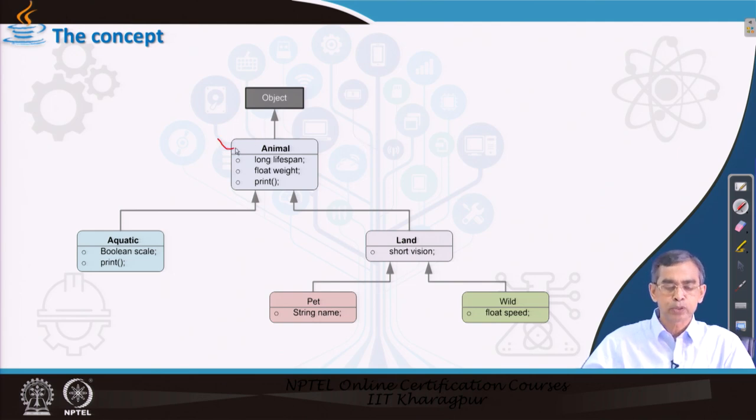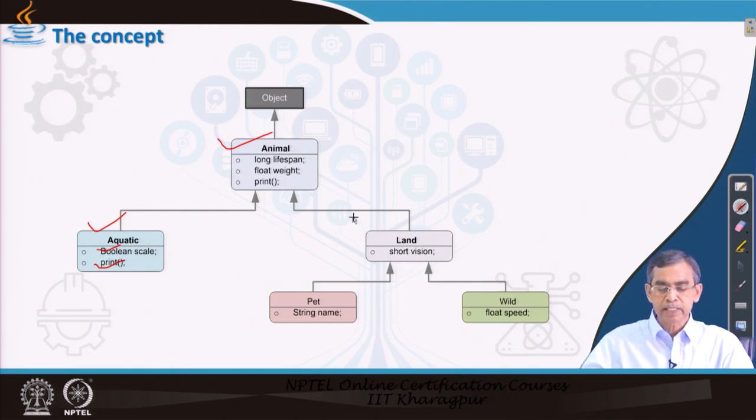So, this basically is a superclass Animal. It has fields of long and float and one method, print. The long is basically to store some values. Now, there are two subclasses of this superclass Animal. They are called Aquatic. Aquatic has its own field, and this method print is basically an overriding method.